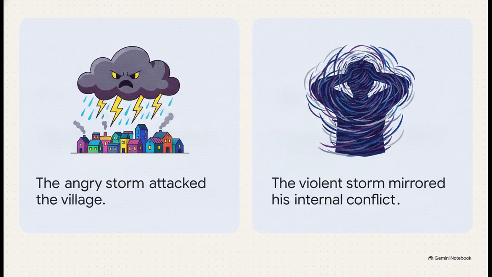Now, you also need to distinguish this from the pathetic fallacy. The pathetic fallacy gives human feelings to nature, like saying, "The angry storm attacked the village." But the objective correlative doesn't give the storm human feelings. Instead, if a character is furiously angry and the writer creates a violent storm outside as an external equivalent to strictly mirror that character's internal conflict, that is the objective correlative.